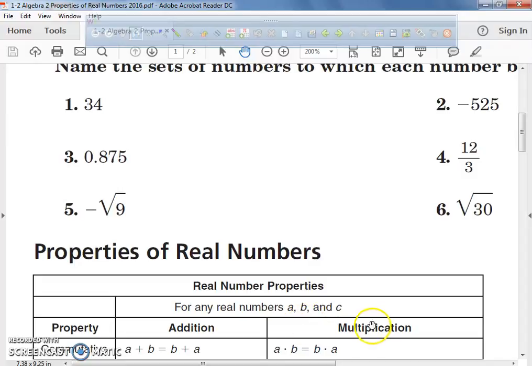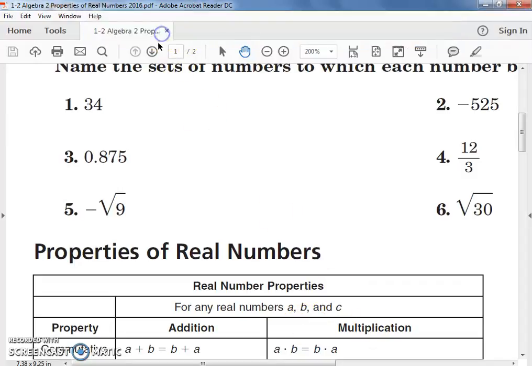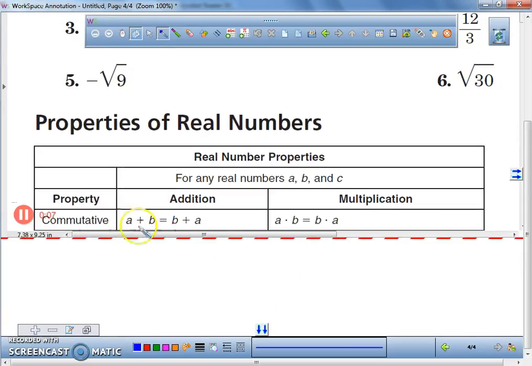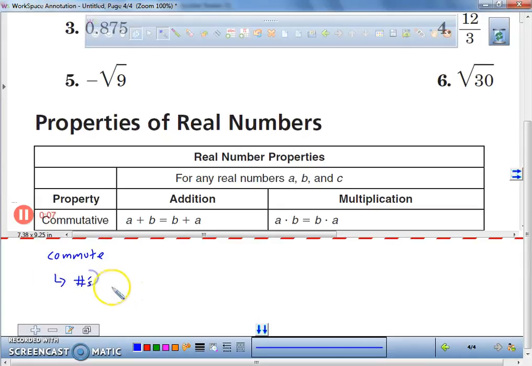Real number properties, okay? The very first property that we're going to discuss is the commutative property. Now, if I said I commute from Tyler to Longview every day, what am I saying? So I'm moving, right? I'm commuting. So I want you guys to think of the word commute and equate that to the numbers are moving.